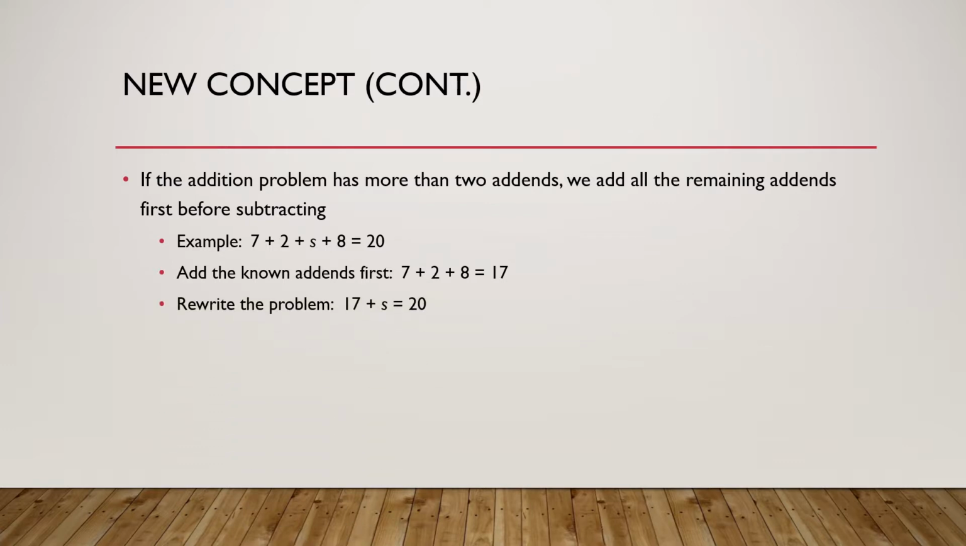Now we rewrite the problem as 17, all those addends together, plus s, our missing number, equals 20. Then now we can subtract the other two numbers. 20 minus 17 equals 3, and that means s equals 3.